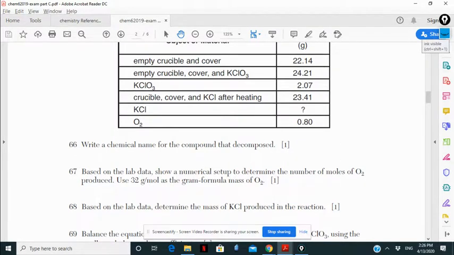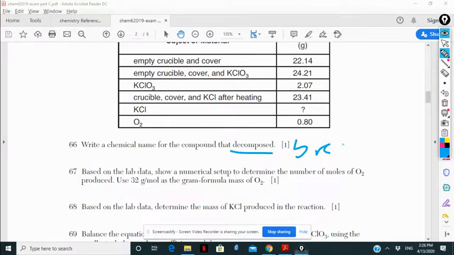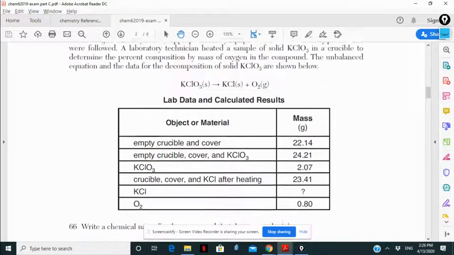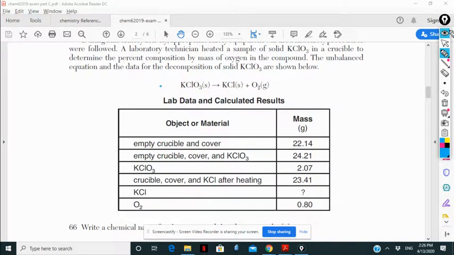Write a chemical name for the compound that decomposed. Decomposed means break down. So I'm looking for which one is going to break down. So I have to go backward. Here I have an equation showing me that this material is decomposed. Now I want to know the name.